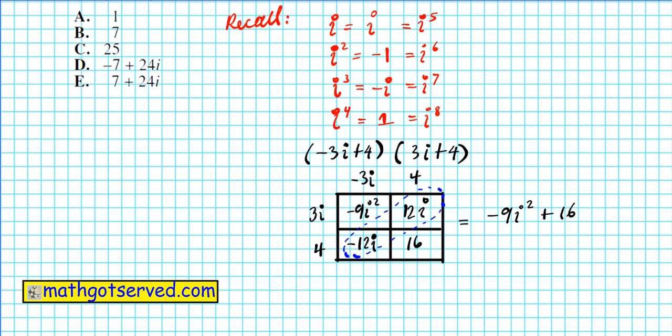Now, is this an acceptable final result? The answer is no. What's wrong? Remember, you cannot have a power of i that's bigger than 1. Okay, so we're going to have negative 9. i squared is negative 1, so we replace i squared with negative 1, plus 16. Negative 9 times negative 1 is positive 9 because minus times minus is plus. Positive 9 plus 16 is 25. So the answer to number 29 is option letter C.